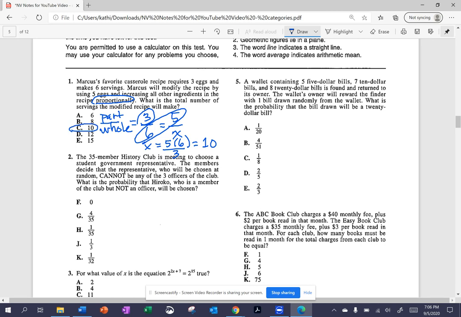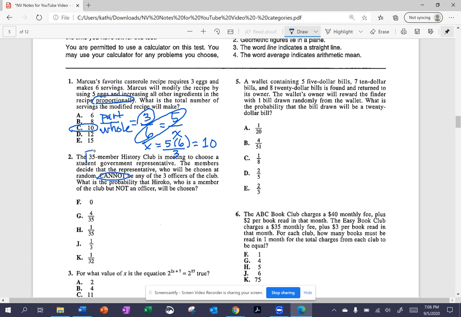Let's try number 2. The 35-member history club is meeting to choose a student government representative. The members decide that the representative who will be chosen at random cannot be any of the 3 officers of the club. What is the probability that Hiroko, who is a member of the club but not an officer, will be chosen? So this is a probability question.